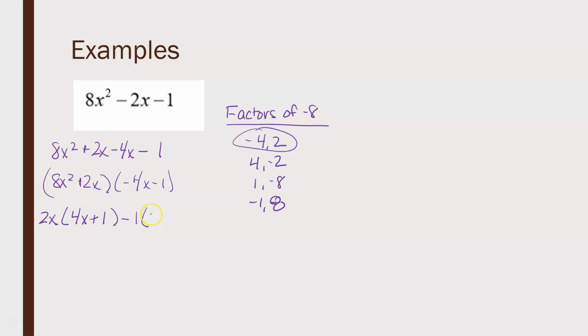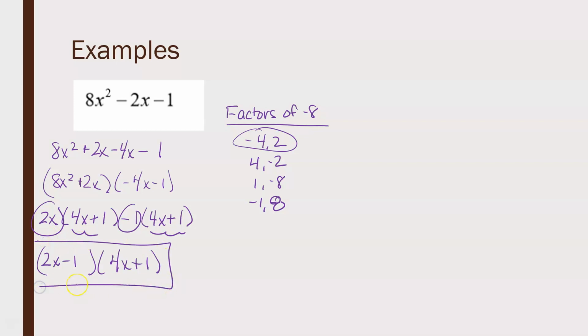And inside, I'm left with positive 4x plus 1. So these are the same, so we grouped right. So I'm going to group together 2x and -1, that's one group, and 4x plus 1. You can always check your answer by multiplying these and see if they come out to be where you started. Couple more.